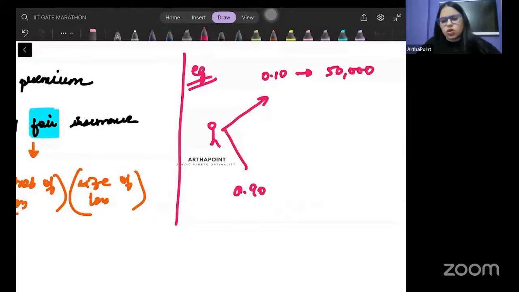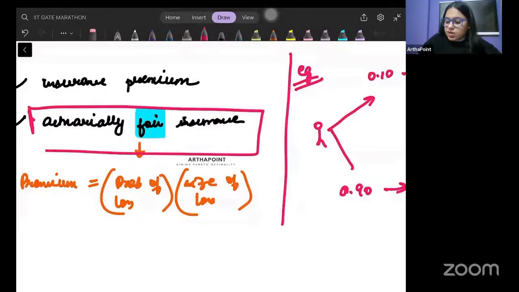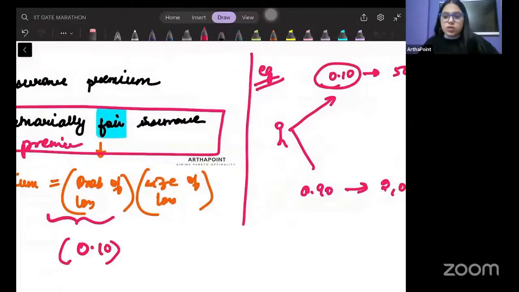90% of the time he will not have any heart attack and his wealth will be say 2 lakh. And the question is asking you to calculate the actuarially fair insurance premium. So the actuarially fair insurance premium will be probability of loss. Beta, what is the probability of loss? 10% of the time. And the size of the loss.